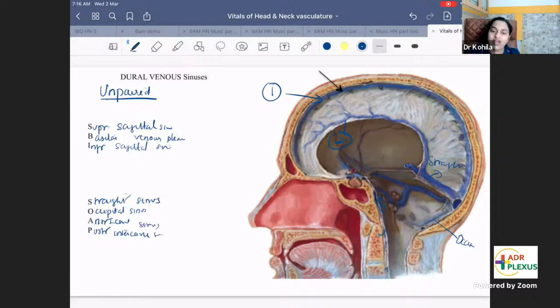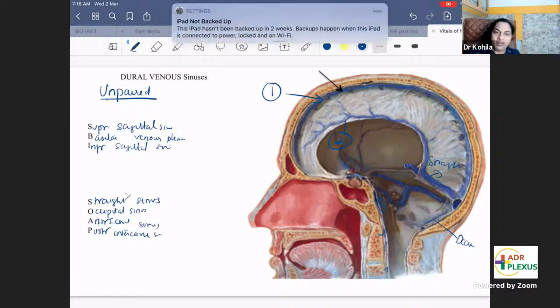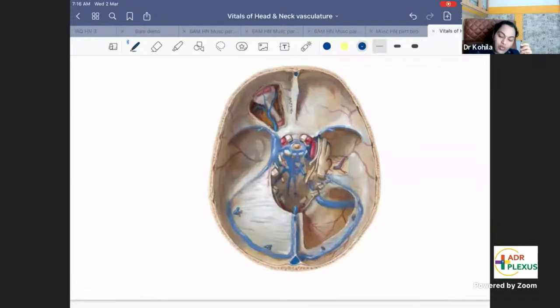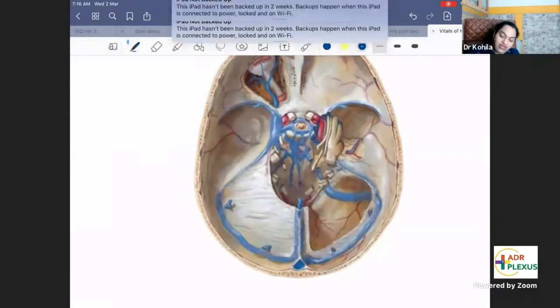Okay, guys, this is all that you have to remember, the paired and unpaired. Unpaired are the ones in the midline. Please remember this mnemonic, SBI SOAP, for the midline dural venous sinus. The paired ones that you see here, can you identify this?